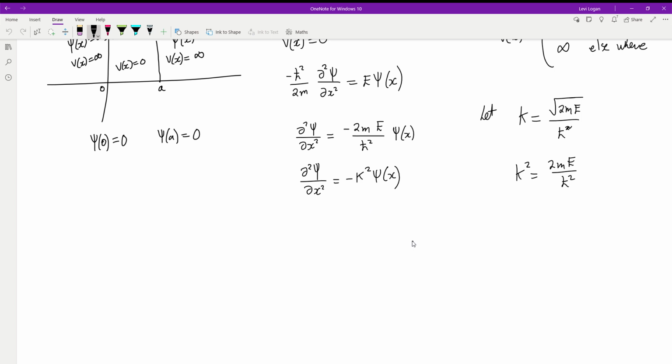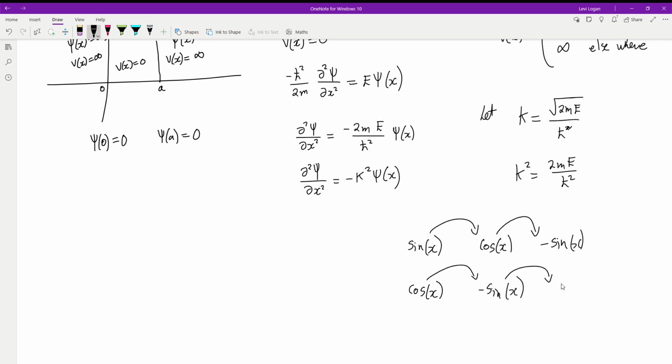If we differentiate sine x, that's going to give you cos x, isn't it? And if you differentiate that again, it's going to give you negative sine x. So if we differentiate it twice, we get the negative of that function. This is looking promising as well. But it doesn't just have to be sine, it can also be cos. Because if you differentiate cos, it's going to give you negative sine x. And if you differentiate that again, that's going to give you negative cos x.